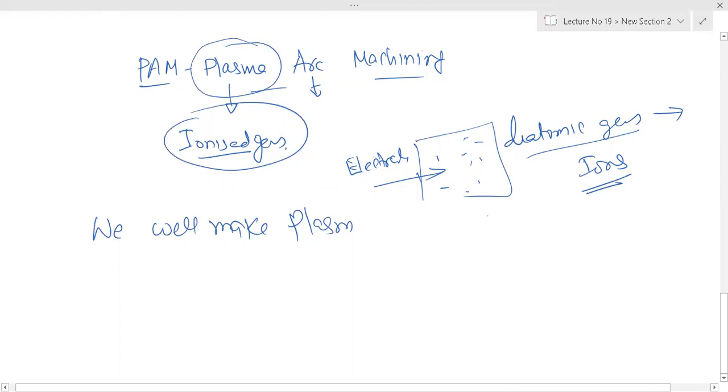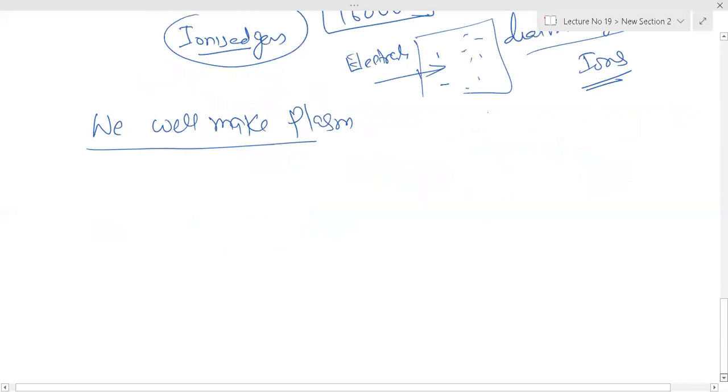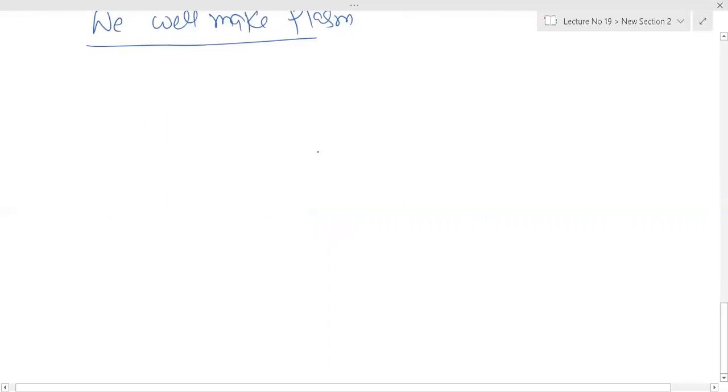And this plasma temperature is very high. It may be up to 15, 16,000 degrees centigrade. This much temperature of ionized gas. So this temperature can be used to melt the material. So we will first make plasma, and how we'll use that? It is very easy. There is a chamber.